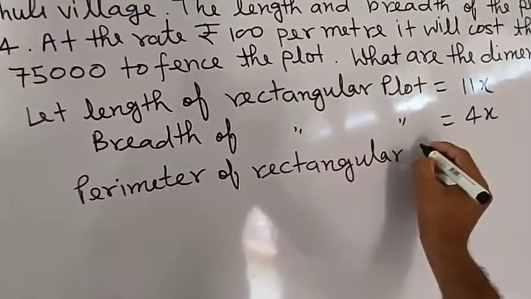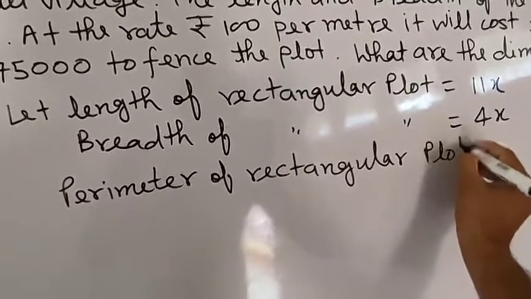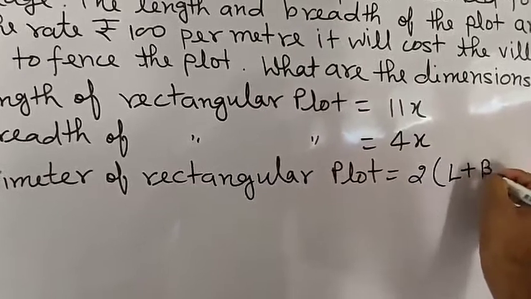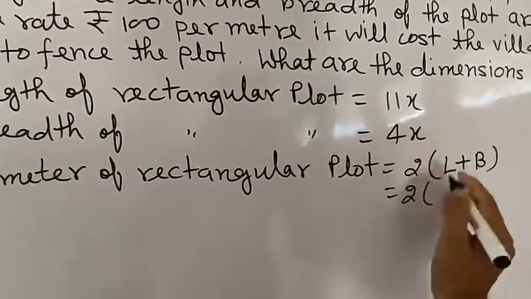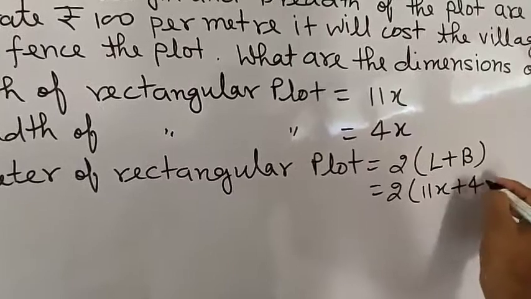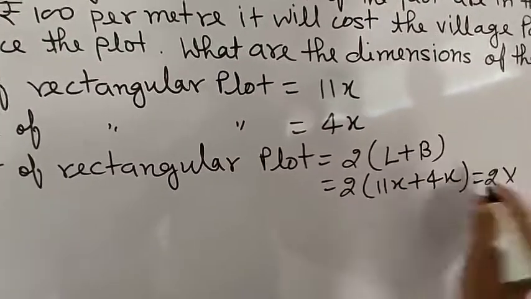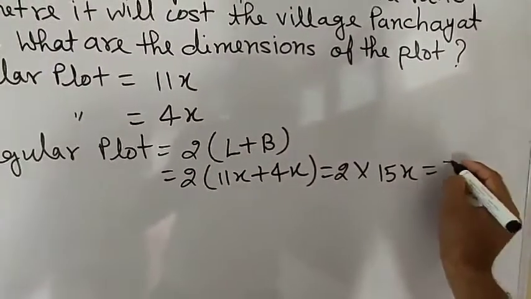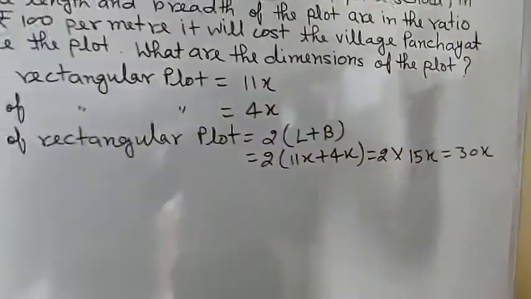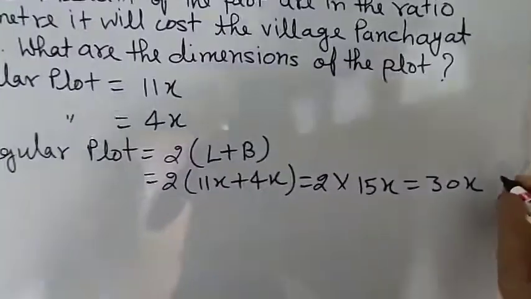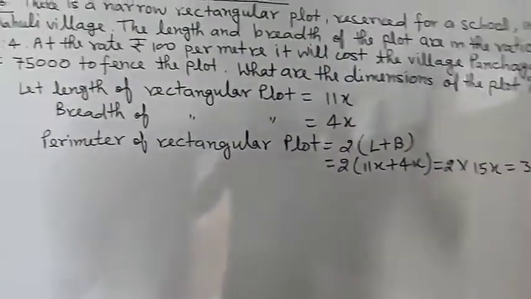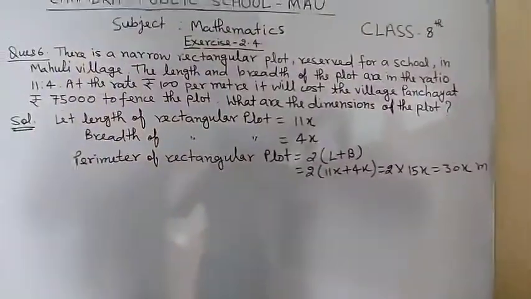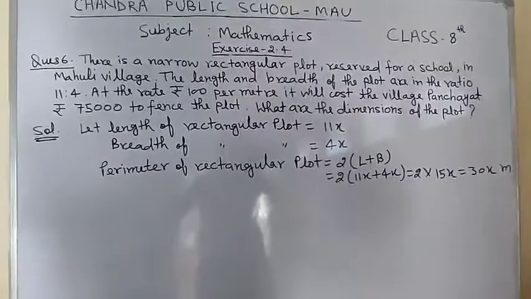Perimeter of rectangular plot. It is a rectangular plot, so the formula will be 2 into (L plus B), length plus breadth. It means 2 into (length 11x plus breadth 4x). It is equal to 2 into (11x plus 4x), 15x. It can be written as 30x meters. Here 11x and 4x are the length and breadth. So that is the perimeter.